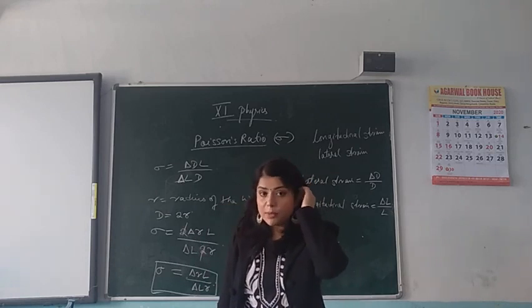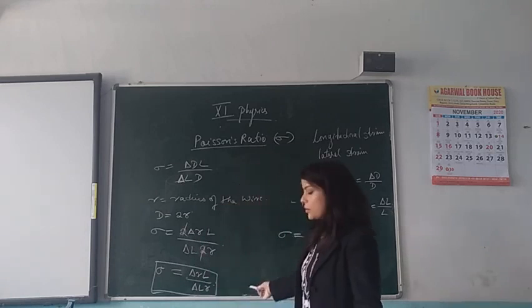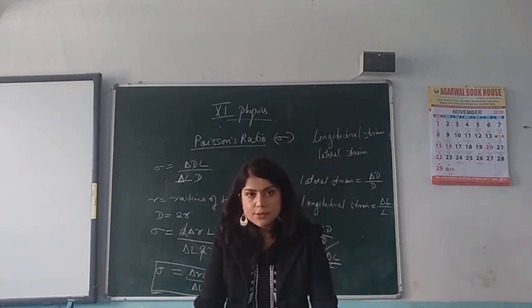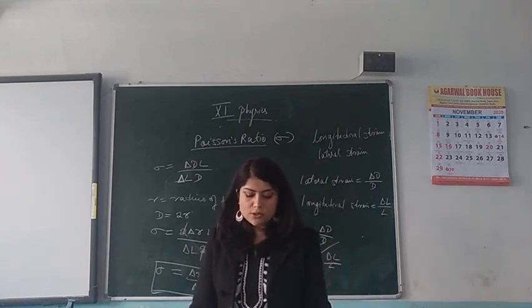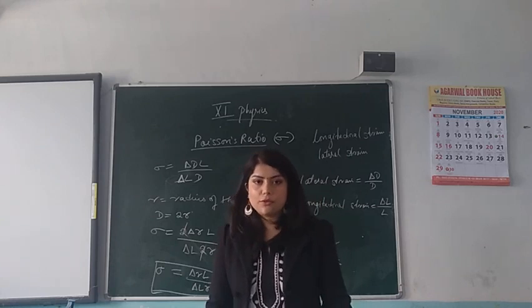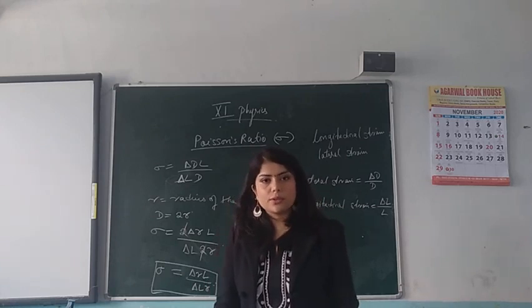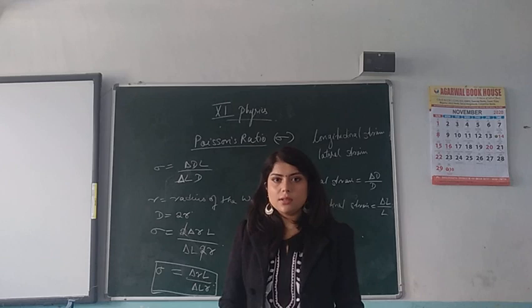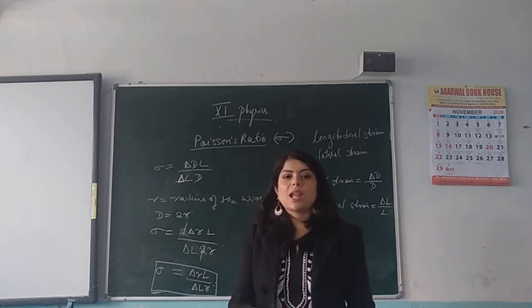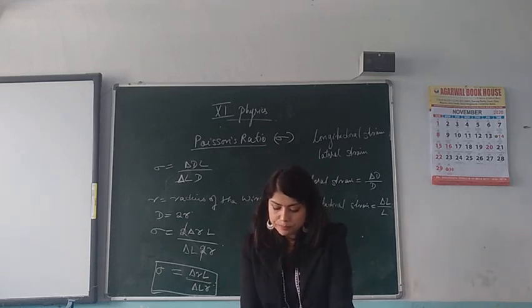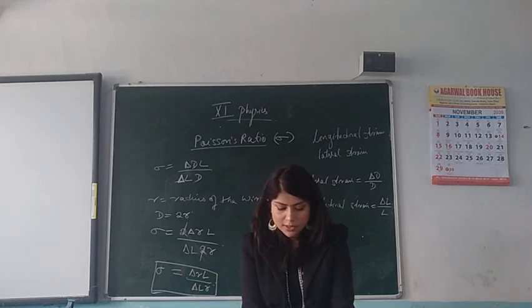For most of the solid materials, the value of rho, or Poisson's ratio, is less than 0.5. It lies between 0.25 and 0.35. So every object has its own Poisson's ratio because it is a constant factor. It depends upon the different types of material. So this is what we have studied till now.